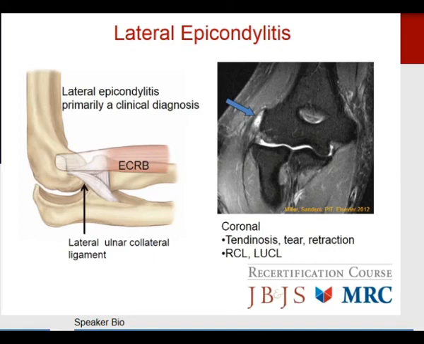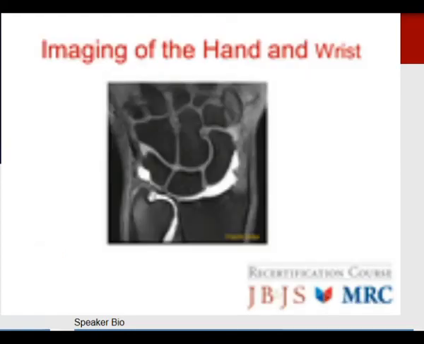Evaluation of the lateral epicondyle. Once again, if you look on the medial side, you'll see that nice thin band which represents the common flexor tendon. On the lateral side where the arrow is, we see fluid signal within the substance of the common extensor tendon, and this represents a high-grade partial thickness tear of the common extensor tendon, representing MRI findings of lateral epicondylitis. We can see some slight thickening, but no tear of the adjacent radial collateral ligament or lateral ulnar collateral ligament.